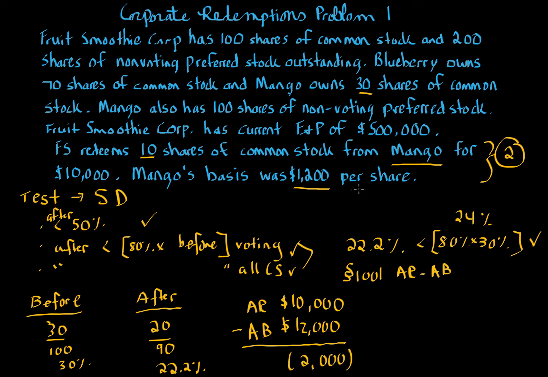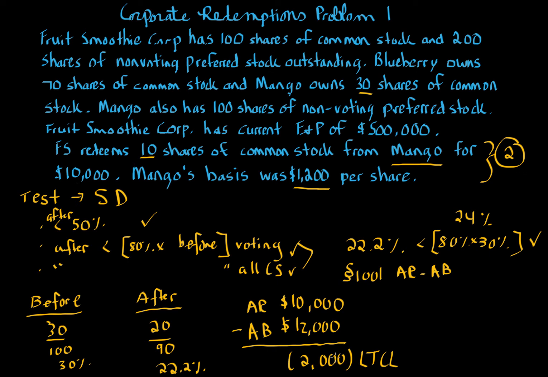The character of the loss, because Mango's selling stock, assuming Mango's not a broker or dealer in securities, is a capital loss. Let's assume that the stock's been held for more than a year. So this is going to be long-term capital loss. Now, when you're given a fact pattern in your class or my class or whatever, it'd be more information to know how long the stock's held, short-term or long-term. But we're going to assume it was held for more than a year, so long-term capital loss.